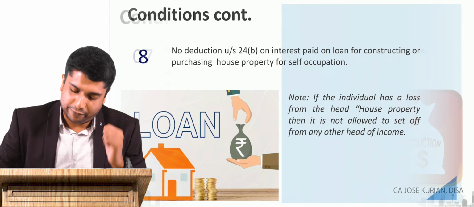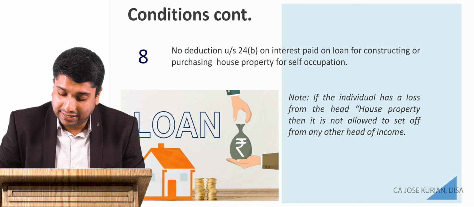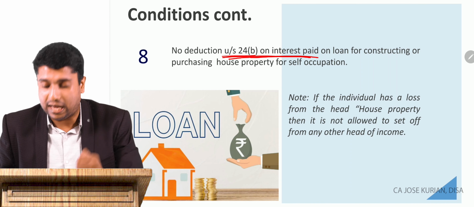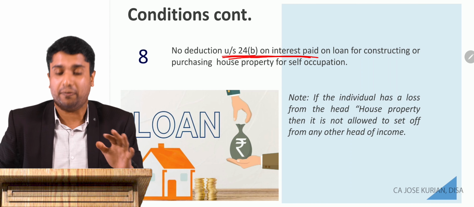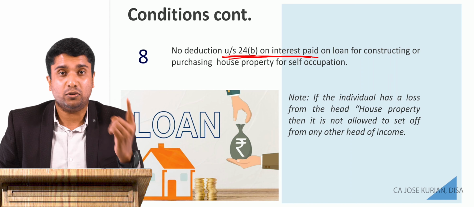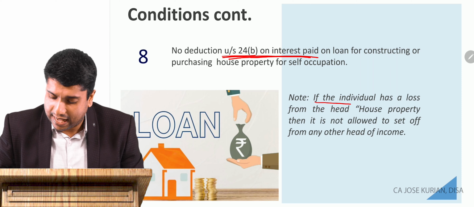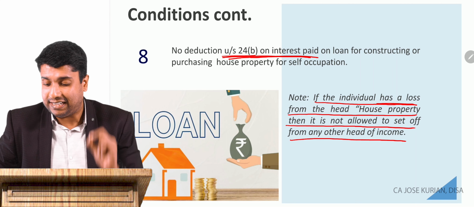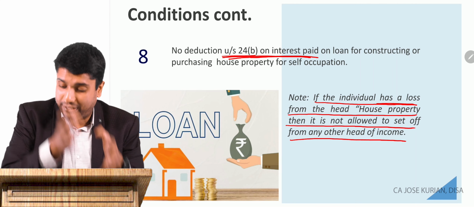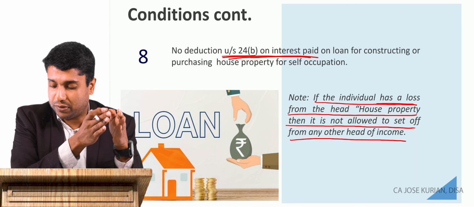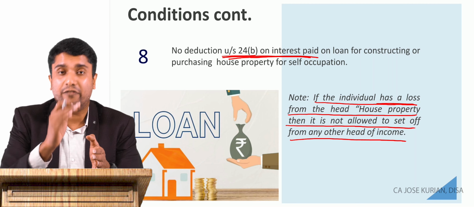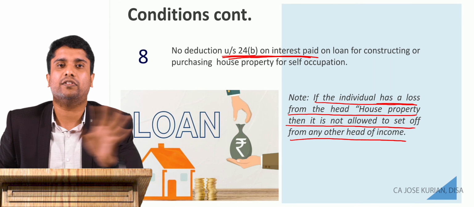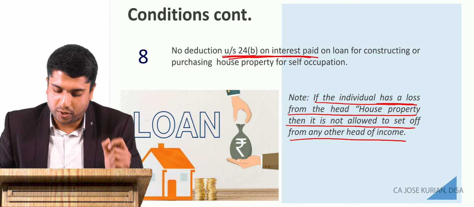Again, condition number 8, if you have a housing loan and you are paying interest, you have to give up that deduction for the interest mentioned under section 24B at the time of computing your house property income. You have to give up those deductions under 24B. And one more thing they are saying, if the individual has a loss from the head house property, then it is not allowed to set off from any other head of income. They are putting a restriction on the set off and carry forward. If you have a loss from house property, then you are not supposed to set it off from any other head of income. That's what they are saying. So 24B, you have to give up that interest deduction for your house property for self-occupation.